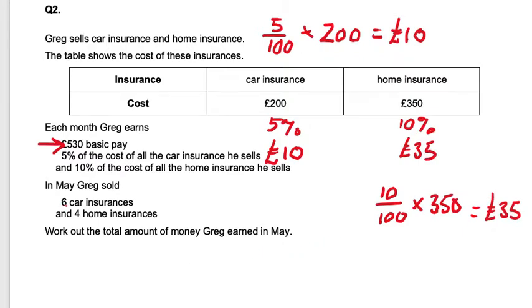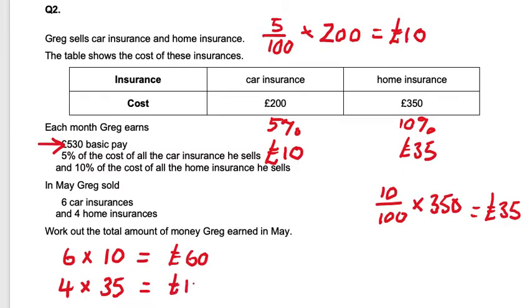So he sold 6 car insurances and 4 home insurances. So we've got 6 lots of car insurances. So that's the £10, 6 lots of £10. For all the car insurances that Greg sold, he got £60. For all the home insurances, that's 4 multiplied by £35 for every home insurance that was sold. 4 multiplied by 35 is £140.